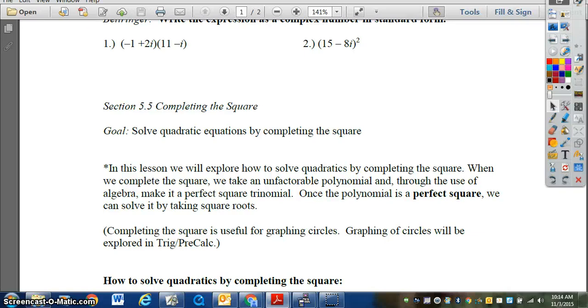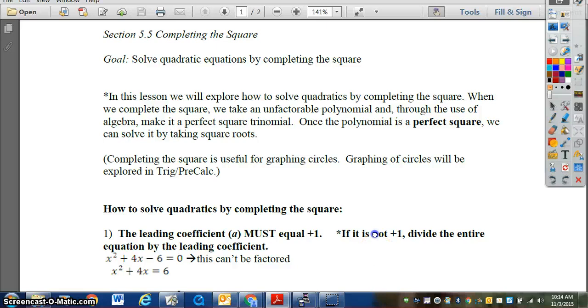Hey guys, this is 5.5 completing the square. The bell ringer I want you to skip for now. You don't know imaginary numbers. We will be talking about those in the near future, but we'll be doing completing the square.